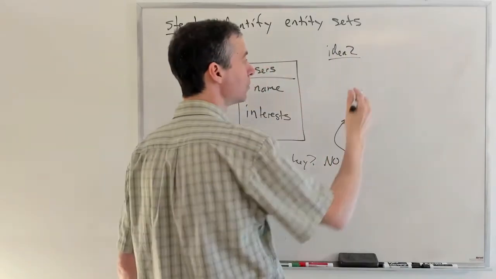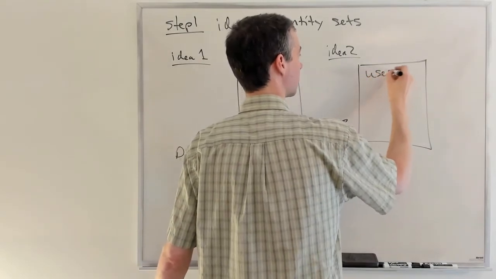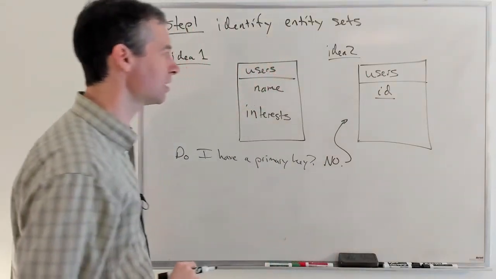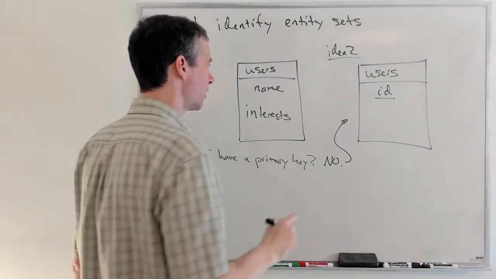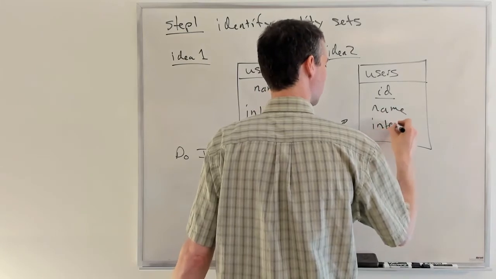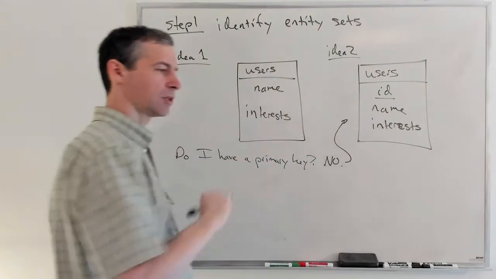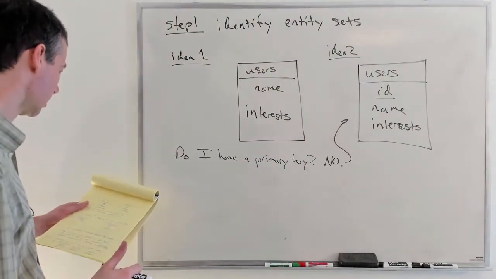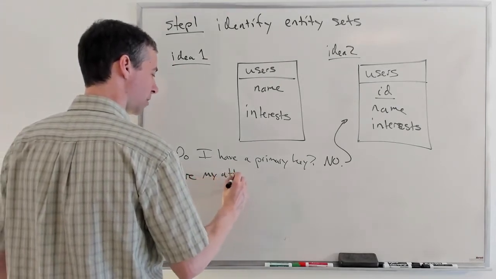I still know users as an entity, so I'm good with that. So I've got my users, and yep, absolutely I'm going to have an ID, a unique auto-generated integer. That's what I'm going to create there. And then they have their name and interest. Great, I'm so happy that I've solved my primary key. Oh, wait a minute. Are my attributes atomic?